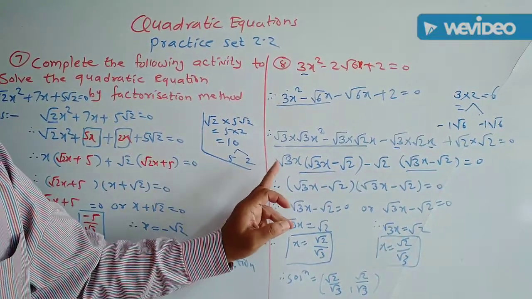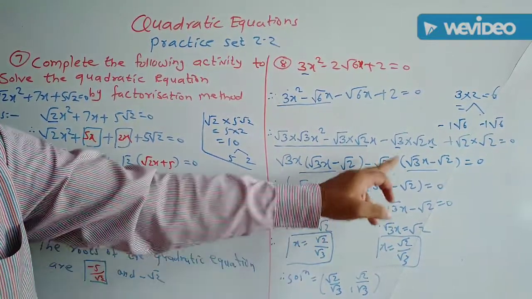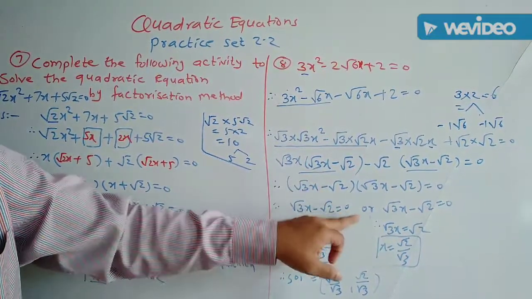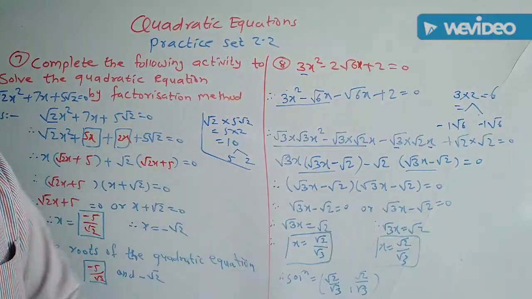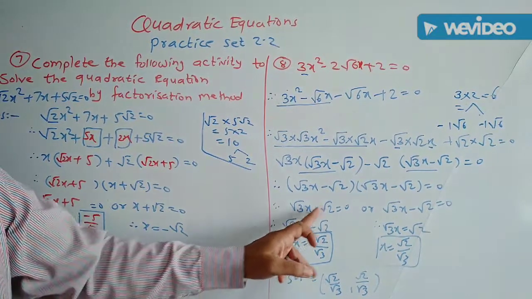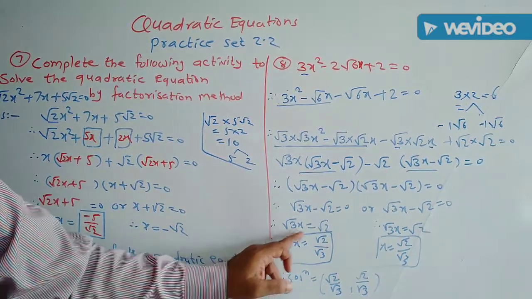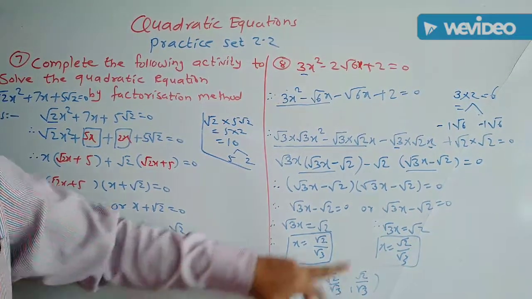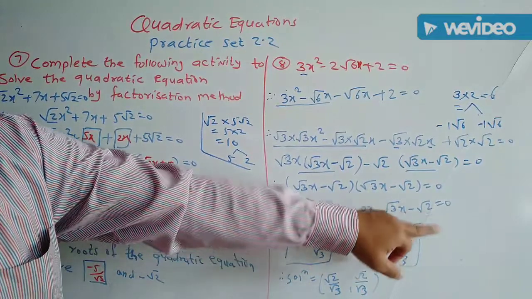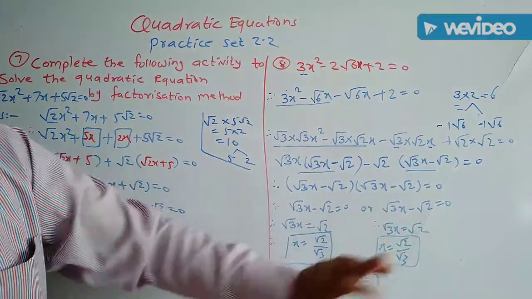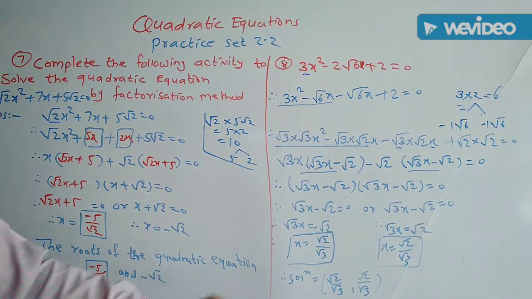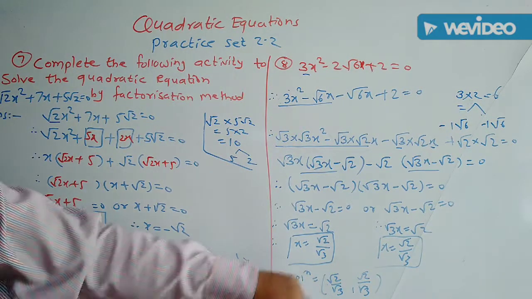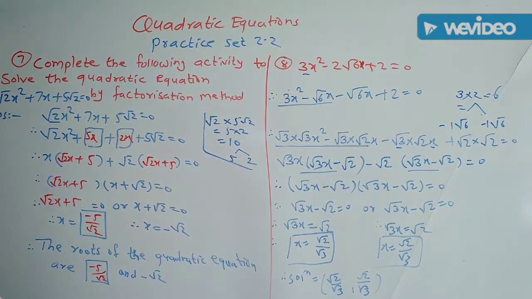In the second bracket, we write the remaining terms, root of 3x minus root of 2 is equal to 0, and therefore root of 3x minus root of 2 is equal to 0. Minus gets converted to plus. Root of 3x is equal to root of 2, and multiplied root of 3 gets converted to division. Therefore the solution is root of 2 upon root of 3 and root of 2 upon root of 3.